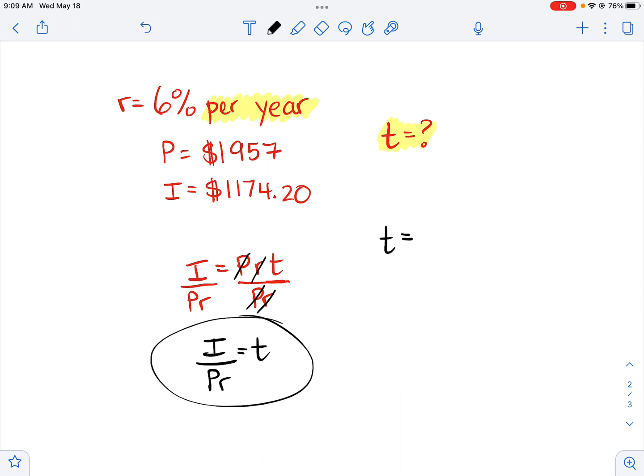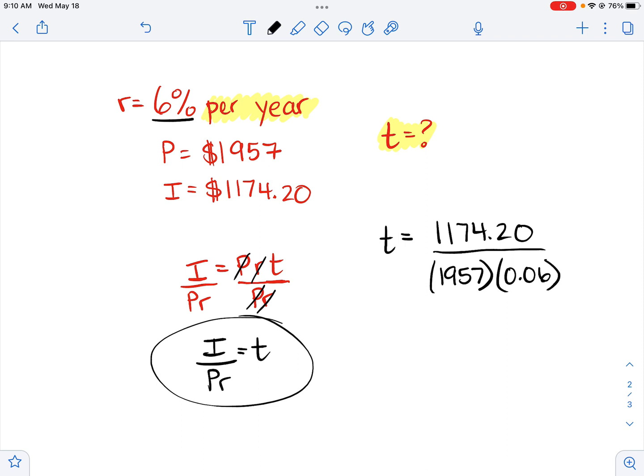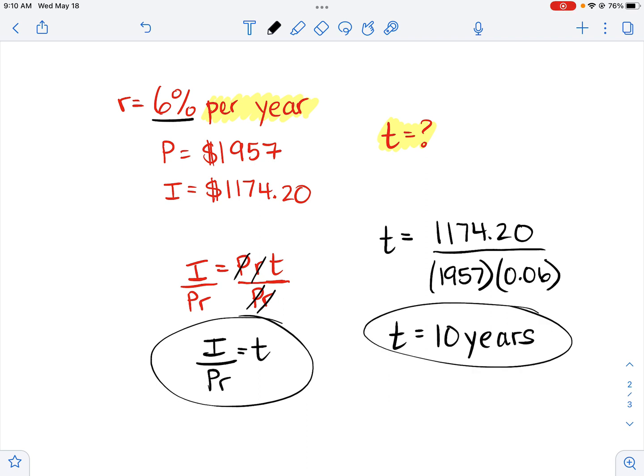So time equals, my interest I've made is $1,174.20. And I'm going to divide that by my principal amount and 6%, but I have to put that as a decimal. So 0.06. So let's figure out our number of years. Okay, so I got 10. So 10 years. So if you invested nearly $2,000 at 6% for 10 years, you would make that much money.